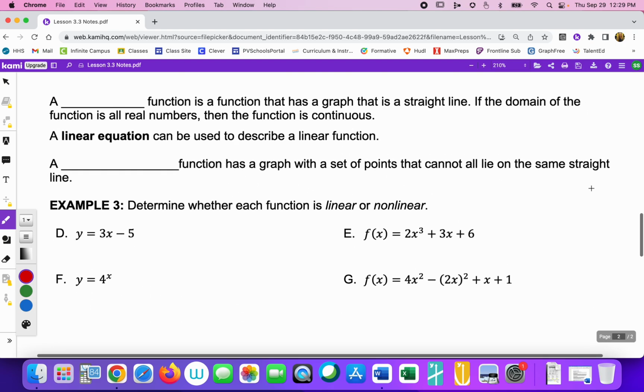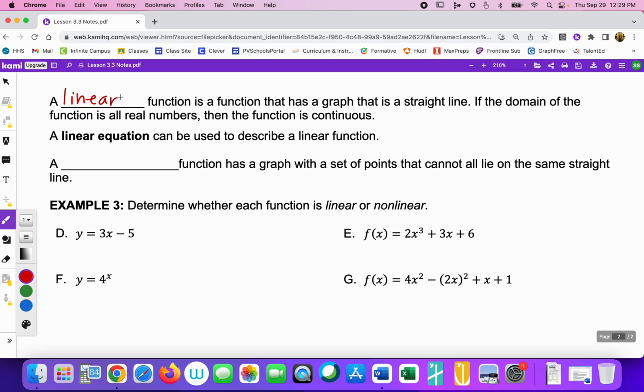So now we're gonna talk about linear versus nonlinear. A linear function is a function that has a graph that is a perfectly straight line. It will not curve. Okay, that's what linear means. Now this is kind of a side note.